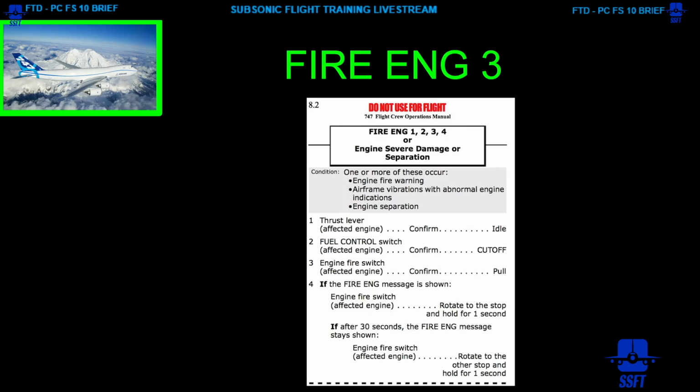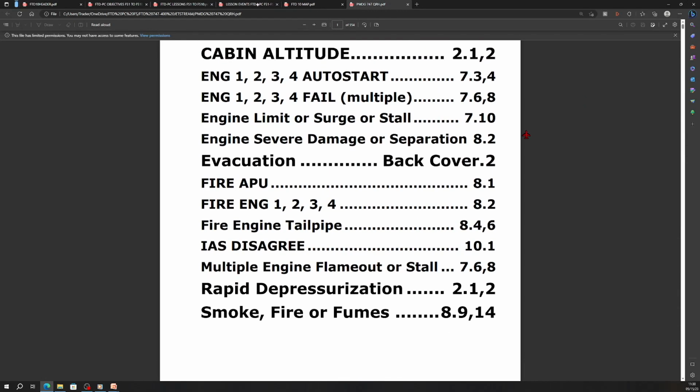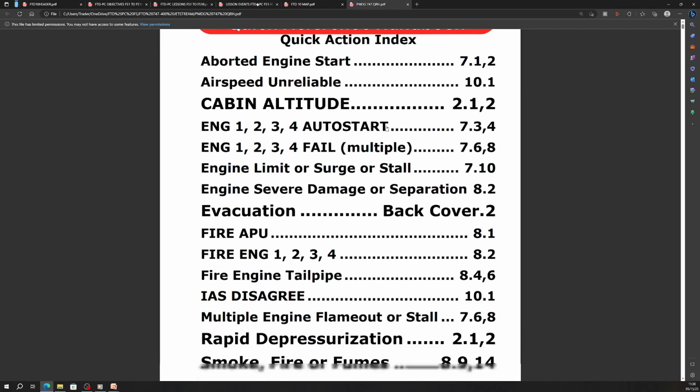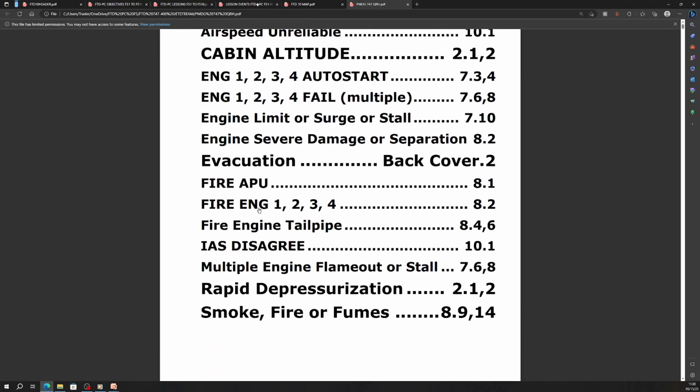We'll have a fire engine 3. I think last time we did an engine failure, but I believe we have done a fire before. Let's go back to the QRH and look at it. On the quick action index, you notice that we have fire engine 1, 2, 3, 4, and that's going to be 8.2.